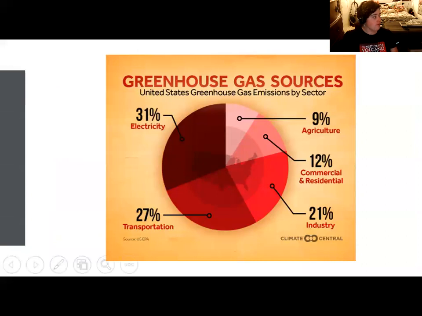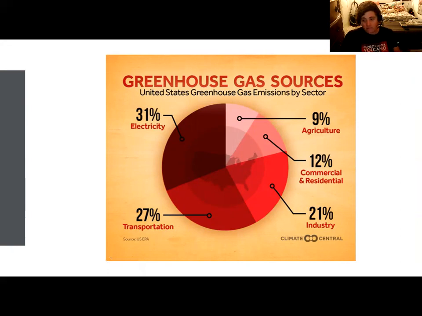So greenhouse gas emissions are largely from burning fossil fuels. The electricity production largely comes from that, from coal-fired power plants. Transportation comes from burning gasoline, and then industry also, that's largely from coal. And then you have fossil fuel emissions related to agriculture, and some of that's from cows, some of that's from, say, the cost of transporting food.